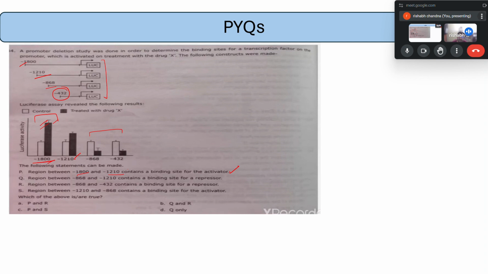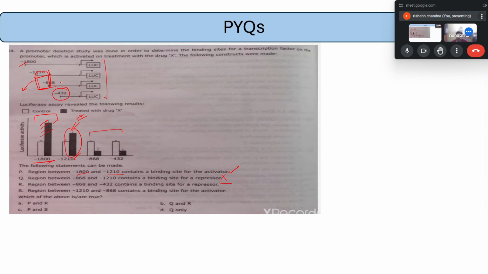Next, region between minus 868 and minus 1210 contains a binding site for a repressor. No, this can also be the binding site for the activator, because here more activity of luciferase is seen as compared to the control, but less than the minus 1800 part. So here also there will be some activator site that has been knocked out in the previous region. So this cannot be the binding site for the repressor.